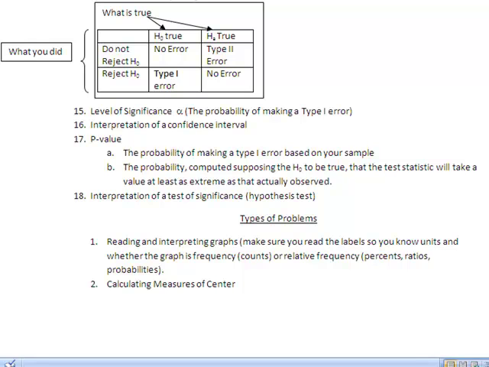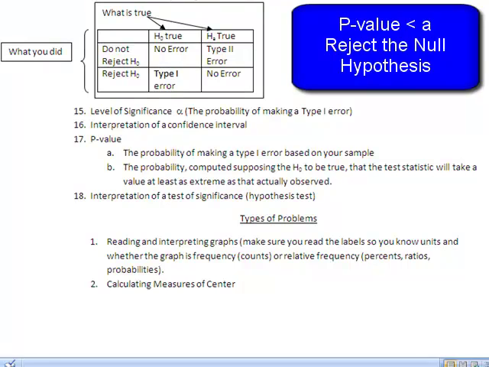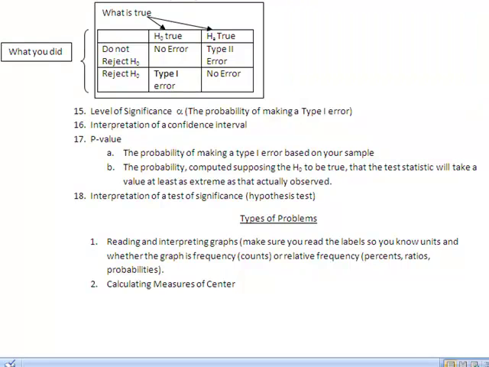Now, what we use in our class as a benchmark is the p-value is less than alpha. That's when we're going to reject the null hypothesis. We're going to have a level of significance that we're willing to deal with, in other words, a level of the probability of making a mistake. We're going to say, I just don't want to make a mistake more than 5% of the time. But if my data shows me that I'm going to make a mistake more than 5% of the time, then I'm not comfortable rejecting the null hypothesis. But if my sample shows me that I'll make a mistake even less, that's pretty cool, then I'll feel comfortable rejecting the null hypothesis in favor of the alternative.